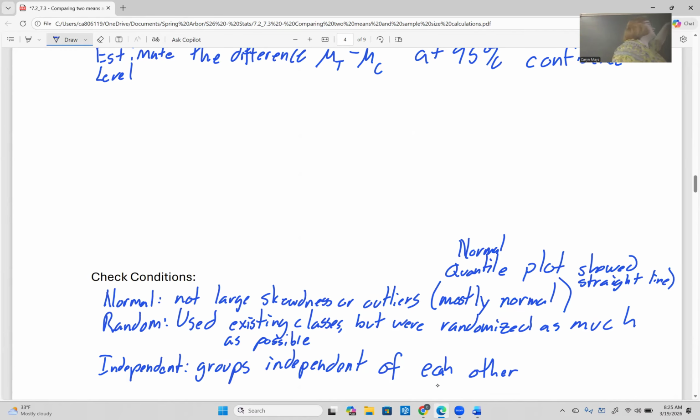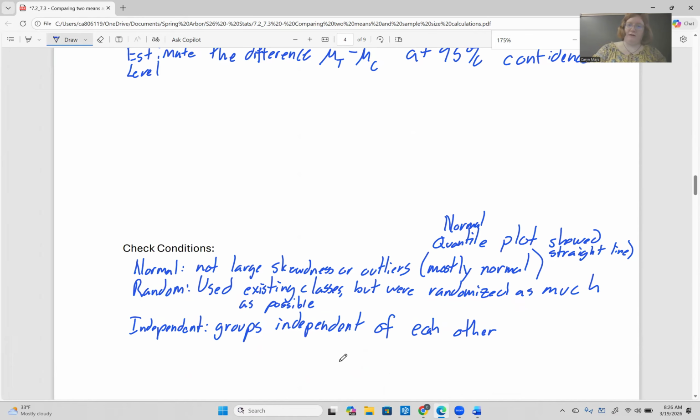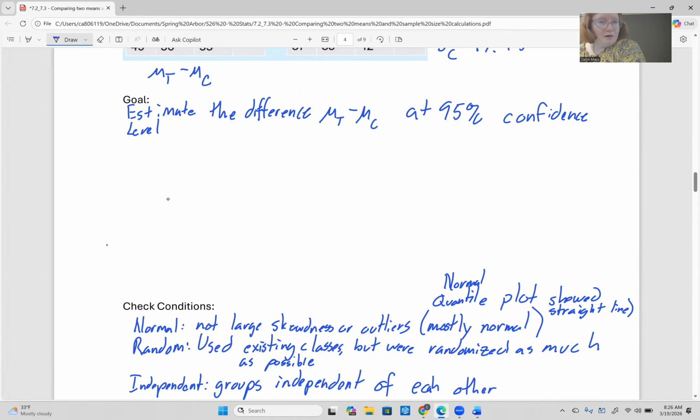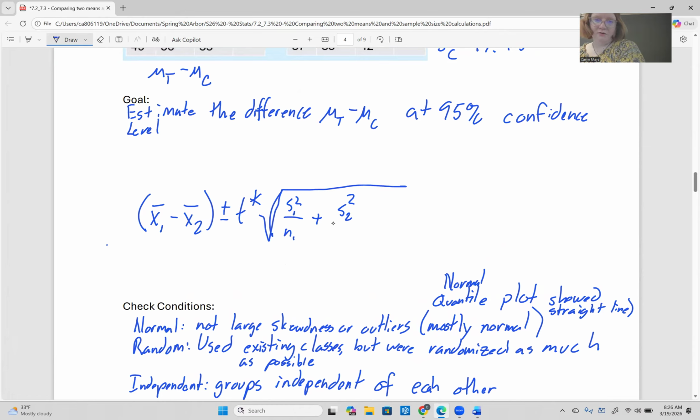All right, so conditions checked. Our data is mostly normal for our two groups, mostly random as much as we can, and the two groups are independent of each other. Great. So now we can actually continue with our goal of creating that 95% confidence interval. x1 bar minus x2 bar plus or minus t star times the square root of s1 squared over n1 plus s2 squared over n2.